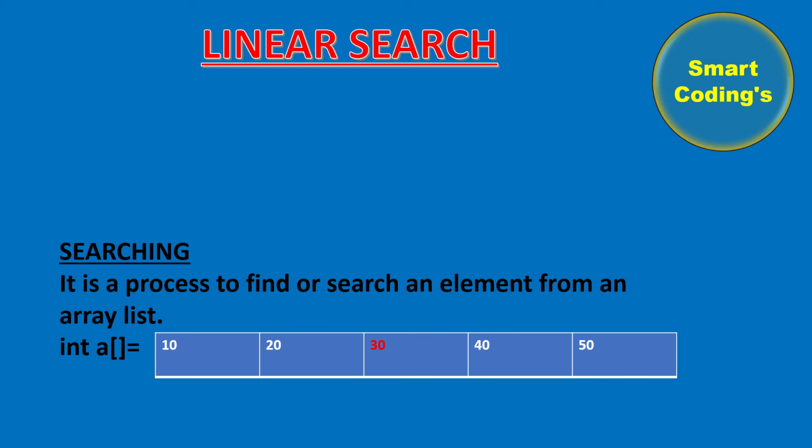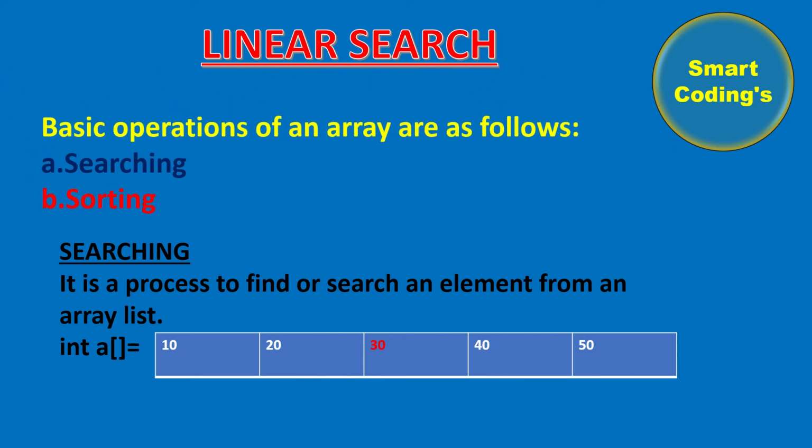Today's topic is based on linear search. Today we'll be learning about linear search. So let's start. Basically, in an array there are two types of operations, that is searching and sorting. These are the two main basic operations of an array, as you can see on the screen. Now, searching is a process to find or search an element from an array list.